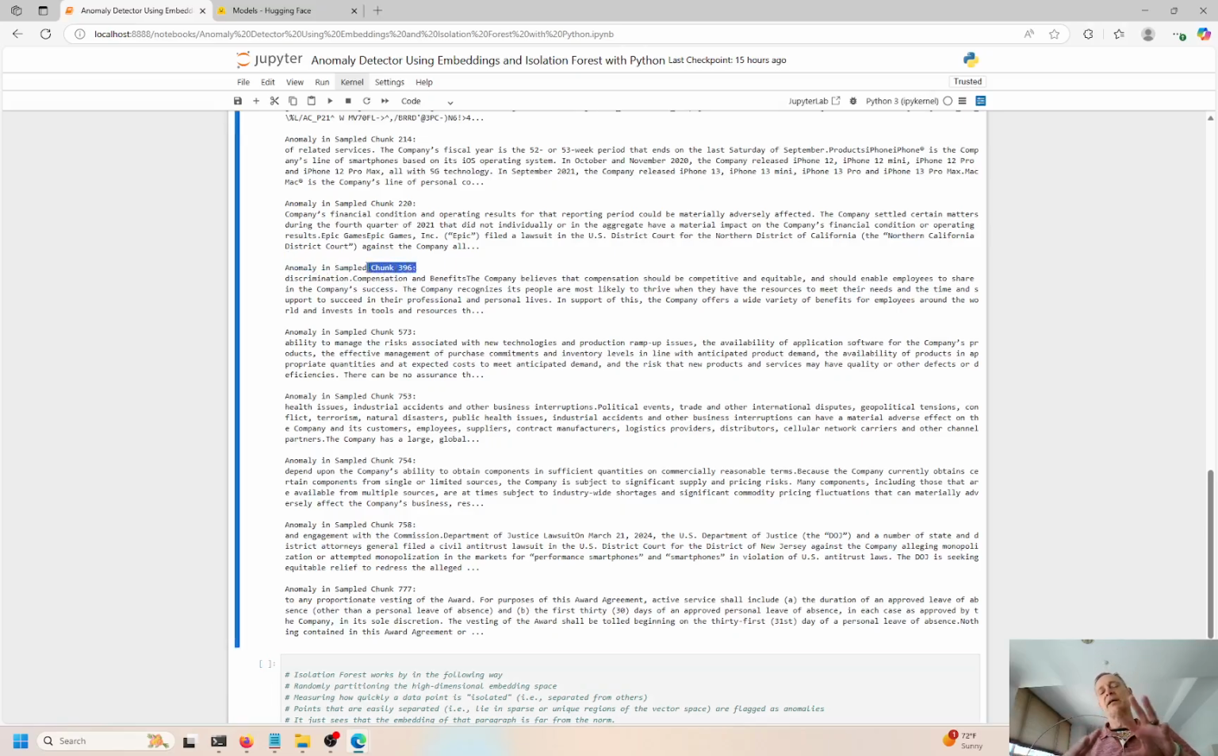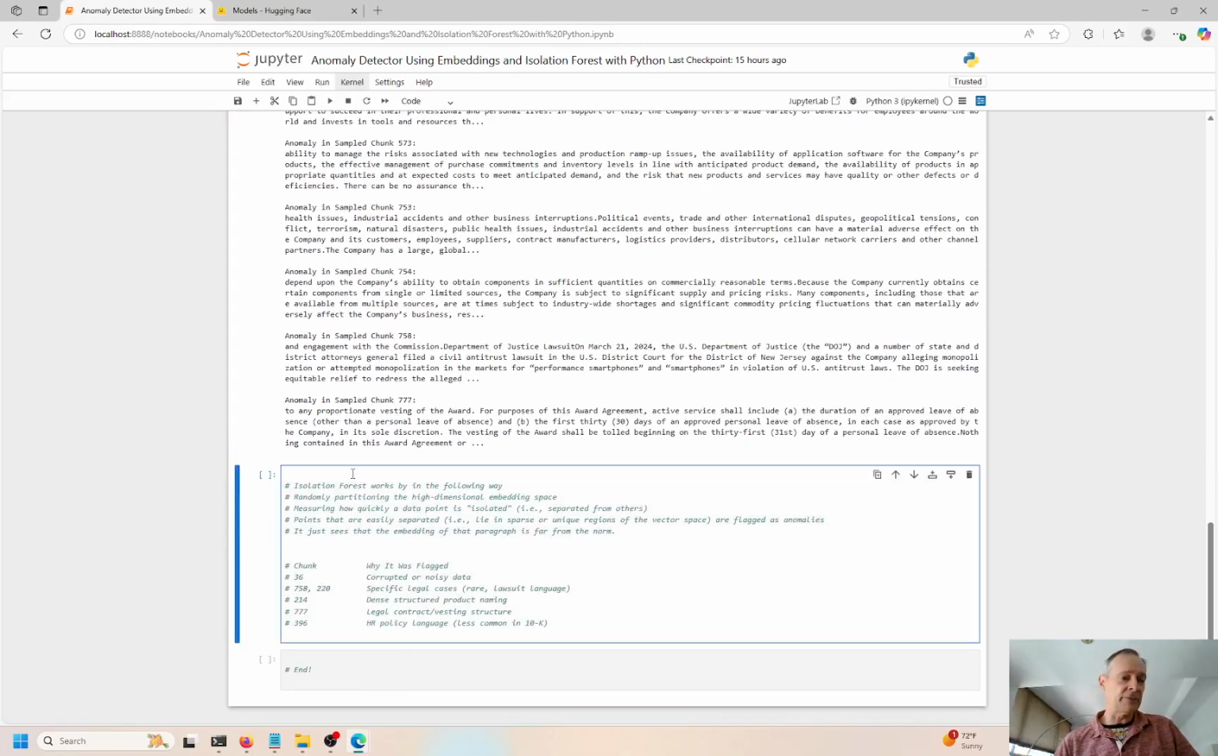So this could be high risk, high critical issues that need to be addressed. They need to be remediated, or the language is just somehow different from the rest of the body of text. That's what this is, right? So we're looking at outliers. So that is anomaly detection using embeddings and isolation forests.